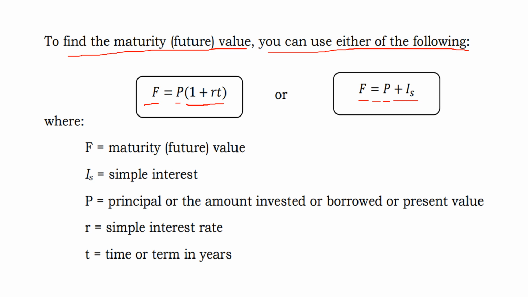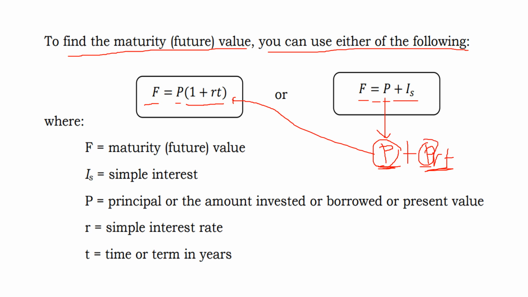Why? Because if this is your P here, we copy your P, and your IS, or your simple interest, is equal to PRT. We just simply factor out your P here, and it's the same formula as this one. We factor out your P, then multiplied by 1 because this is P, then plus RT because this is PRT. So we just simply factor out your P here and P in your second term here.